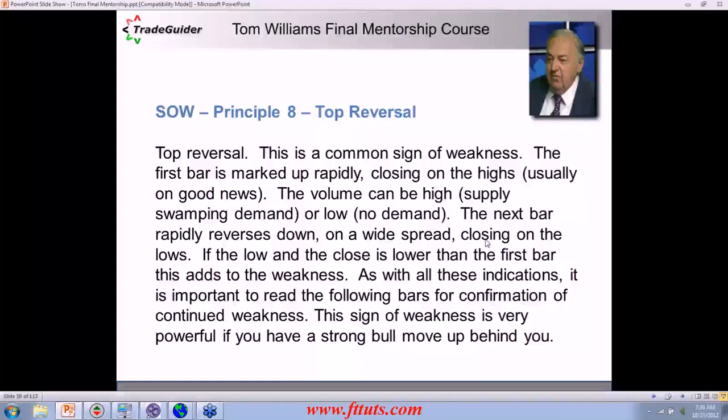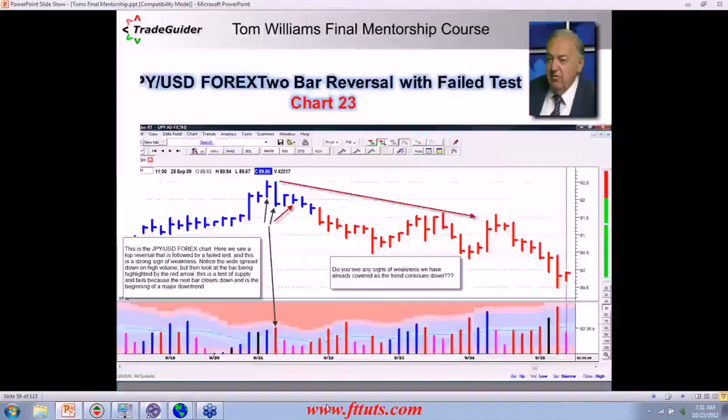Usually that's to encourage buyers in. The volume can be high or low, but preferably I like to see it on very high volume. The next bar then rapidly reverses on a wide spread closing on the lows. If the low and the close is lower than the first bar, this adds to the weakness. It gives it more power. As with all these indications, it's important to read the following bars for confirmation of the continued weakness. This sign of weakness is very powerful after an uptrend has been in place for a while.